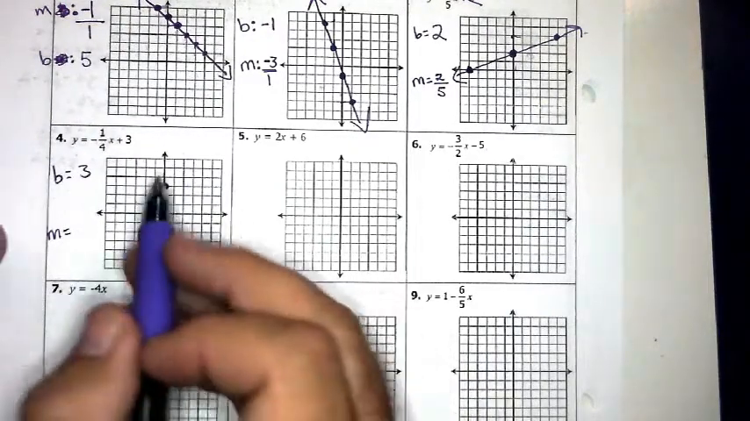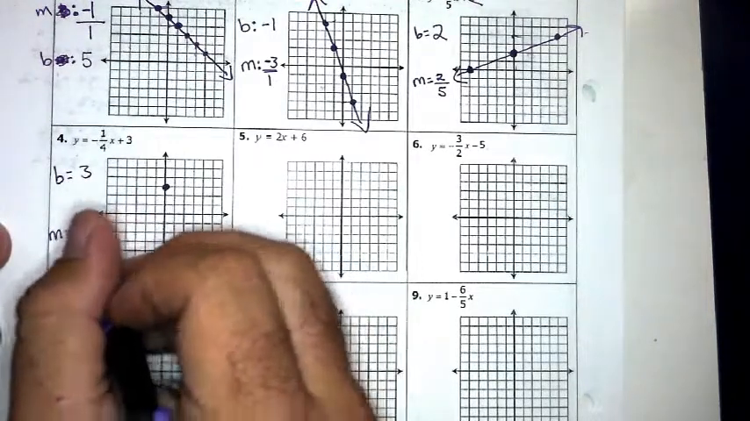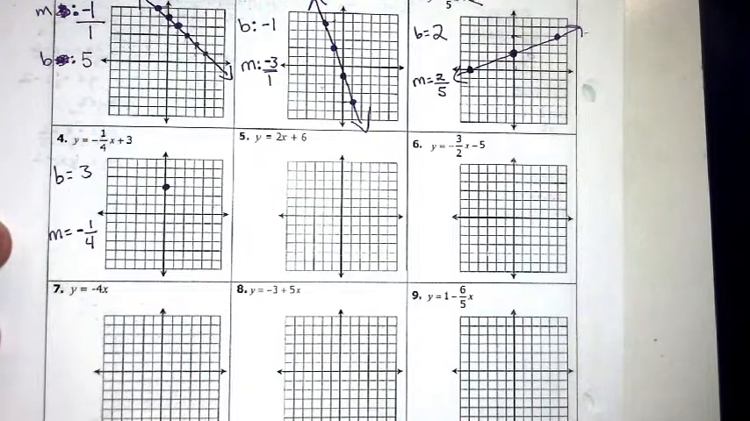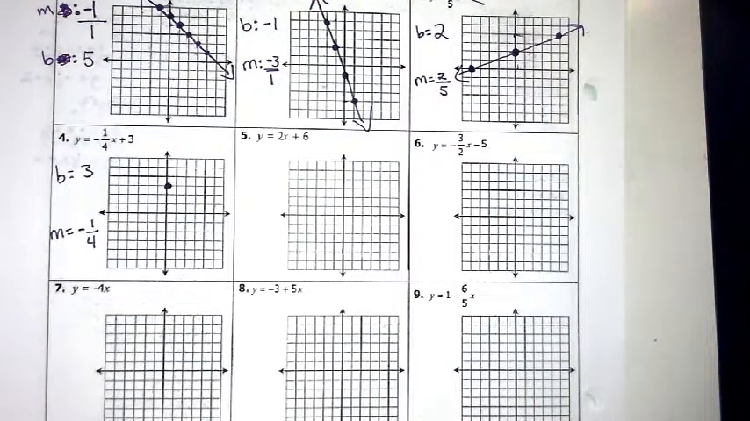Okay. What is my slope? -1/4. Okay. Now, the whole fraction is -1/4. So what do I do? Which one do I determine as the negative? Is the numerator the negative or is the denominator negative?